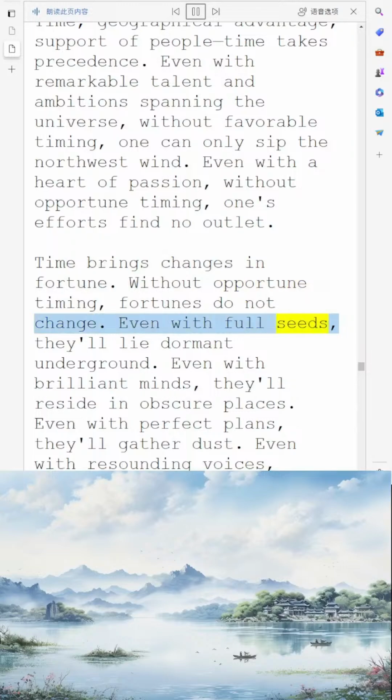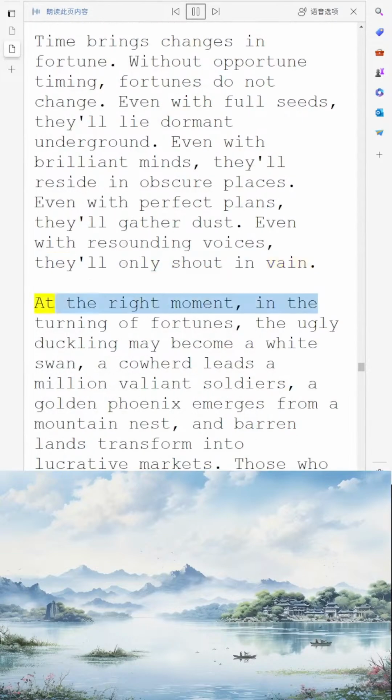Even with full seeds, they'll lie dormant underground. Even with brilliant minds, they'll reside in obscure places. Even with perfect plans, they'll gather dust. Even with resounding voices, they'll only shout in vain. At the right moment, in the turning of fortunes, the ugly duckling may become a white swan.